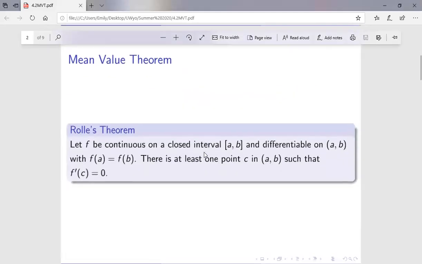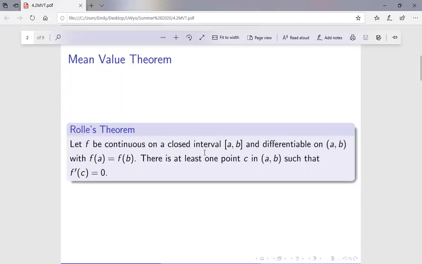So let's get started. We start our discussion of the mean value theorem by talking about something called Rolle's theorem. Now, even though it's got a name, this one is not nearly as important as the mean value theorem, but it gives us something to chew on while we introduce ourselves to this.